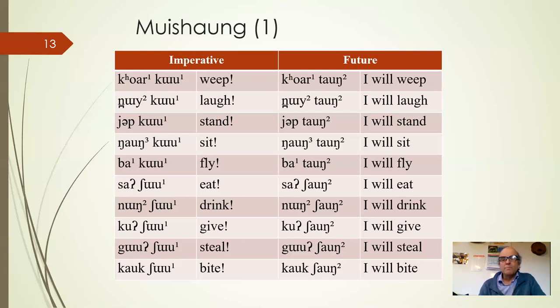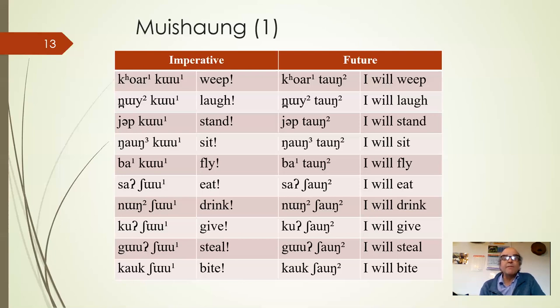Sa shou means you eat something. It's in the form of a command. Nung shou means you drink something, in the form of a command. Gu shou, you give something to someone, probably. Go shou, actually low tone it should be, my pronunciation is not perfect, means you, singular, go and steal something, steal it. We would put an exclamation mark. And gok shou, bite it.